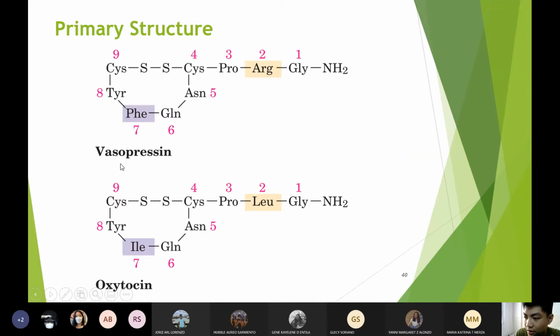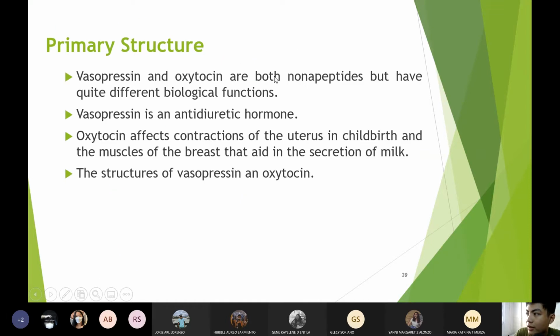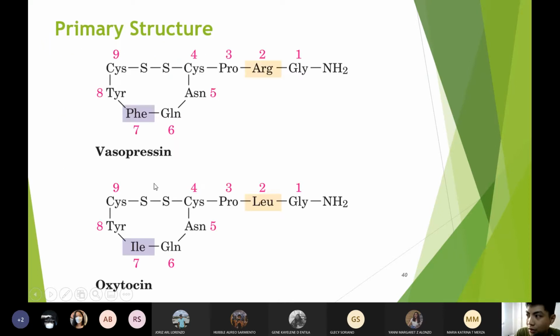So, the vasopressin and the oxytocin. Both are nonapeptides, but they have different biological functions. For example, kapag vasopressin, ginagamit yan as antidiuretic hormone. So, ibig sabihin, pampahinto yan ng ihi. And then, kapag oxytocin naman, this is used to affect the contraction during childbirth. So, as you can see, pareho silang nonapeptide, pero just look, saan lang sila nagbago?